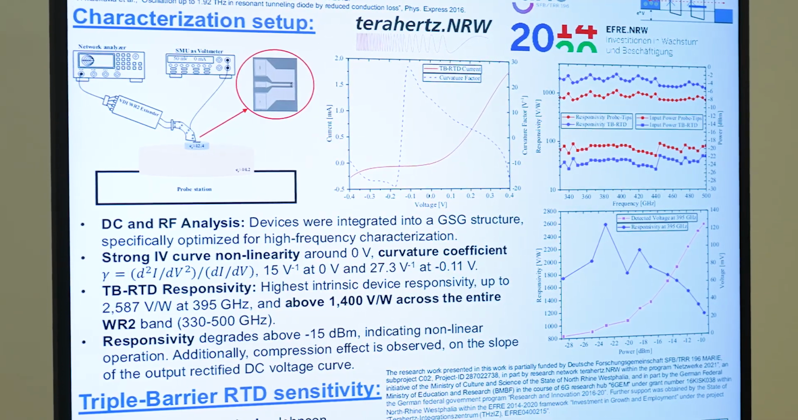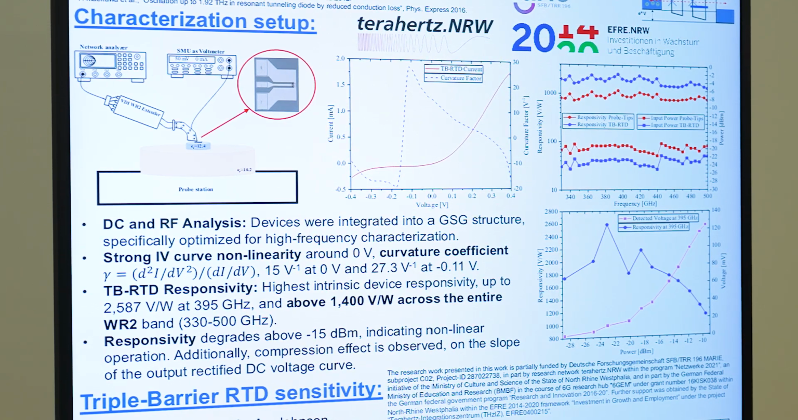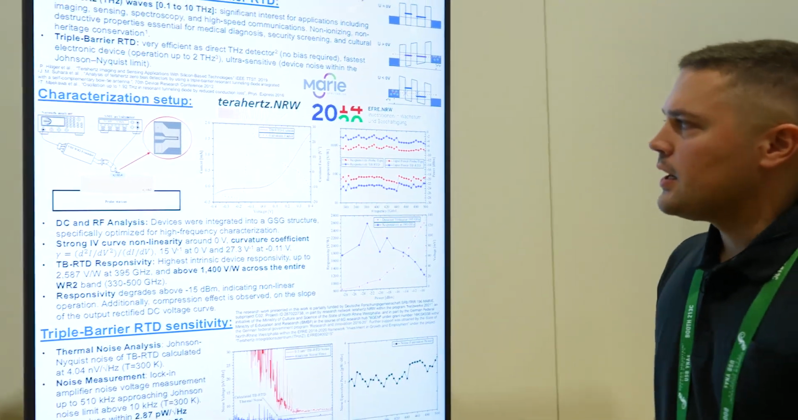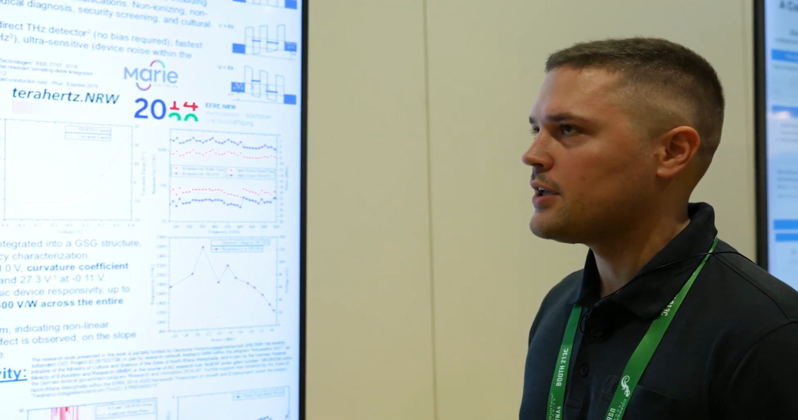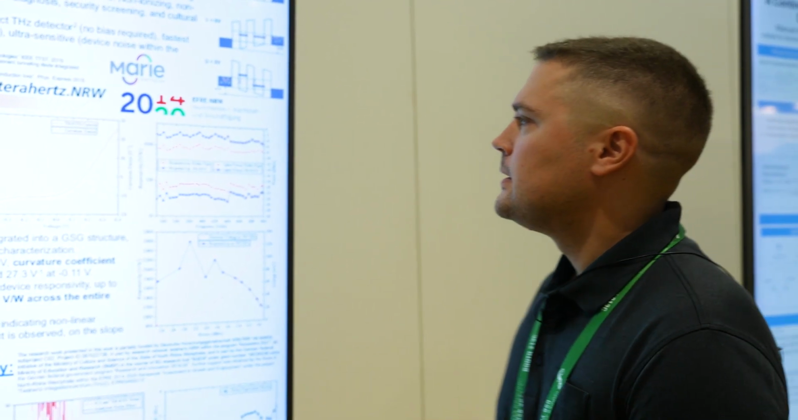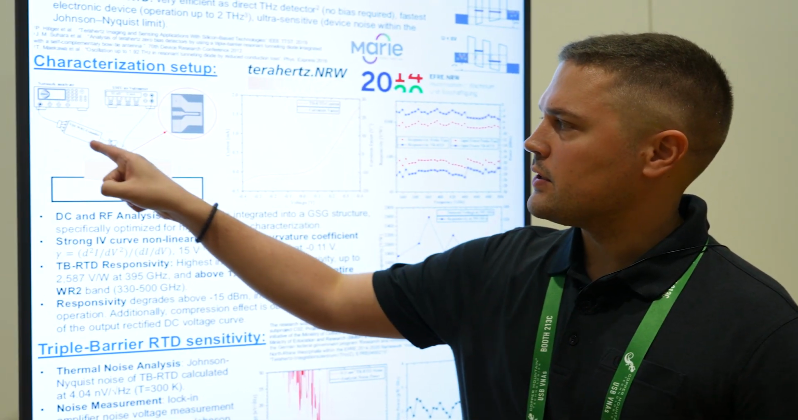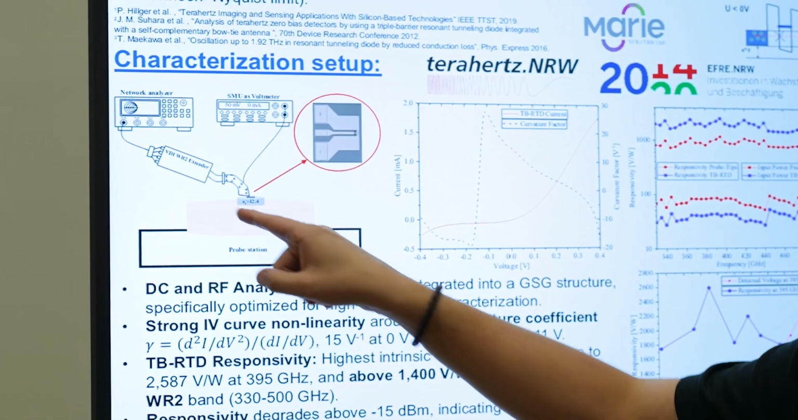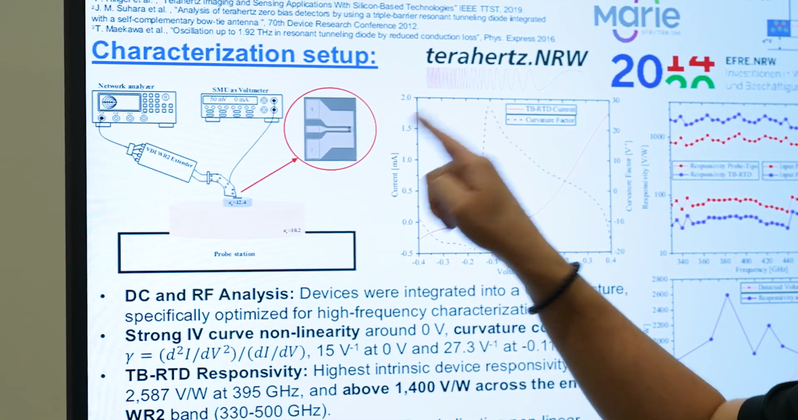And in this case, for this work, we basically used a half a micrometer squared triple barrier RTD embedded in the ground signal ground structure. And the goal was to characterize its detection capability in the WR2 band, so 500 gigahertz. And this is the measurement setup that we used. So we injected the terahertz power through a frequency extender, an attenuator, and through GSG probes, basically.